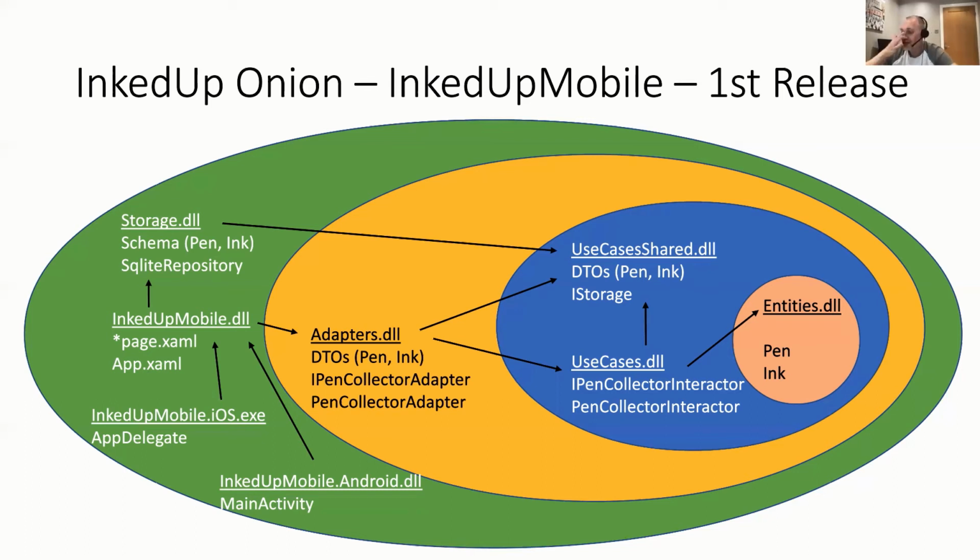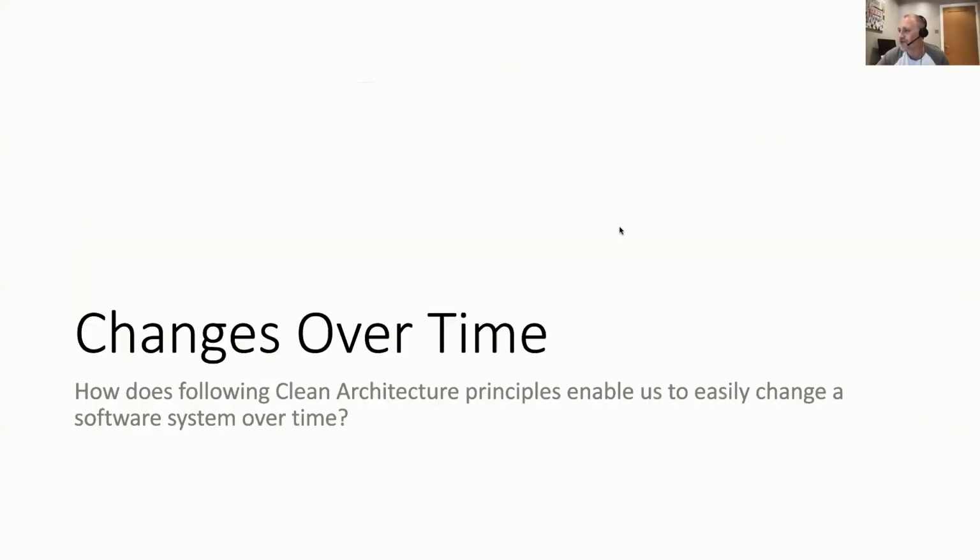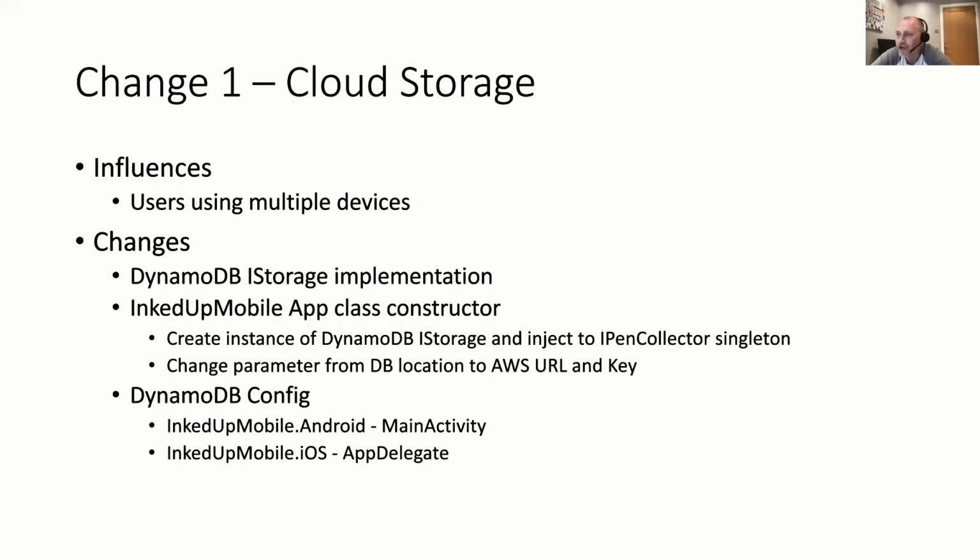Let's get on to the last, it's kind of the second to last section, but we've gone through the majority of it. We've had the pain of building an application. And now let's have a little look at how things might change over time, and how following the clean architecture principles enables us to have that maintainability over time.